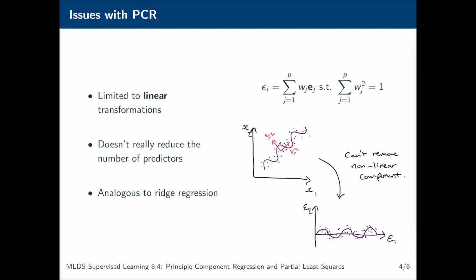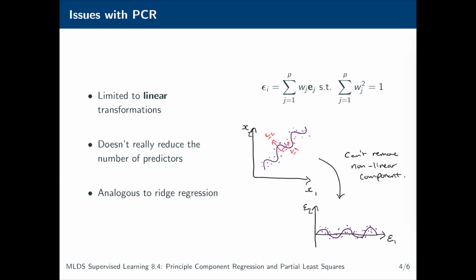So this all seems very well and good, but what are some issues with using this principal component regression technique? Well, firstly, we're limited to linear transformations of our predictors. Each of our new basis vectors, epsilon i, is some weighted linear combination of our previous set of basis vectors. And therefore, each of our new predictors is just a linear combination of our old predictors, where we have to put some constraints on these weights here to ensure that our epsilons are actually unit vectors.